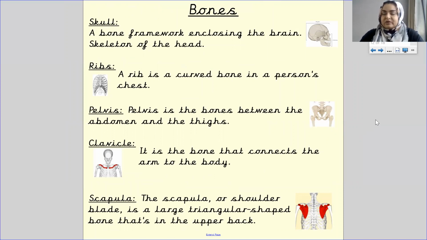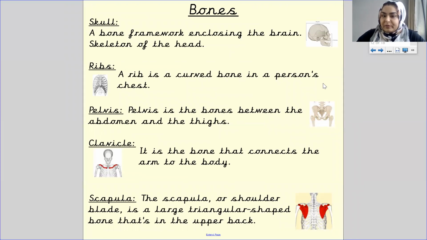These keywords are for bones. Okay, skull. A skull is a bone framework enclosing the brain, the skeleton of the head. Okay, ribs. A rib is a curved bone in a person's chest, so it's in the chest. And like we discussed earlier, it protects quite a lot of the organs in our body.